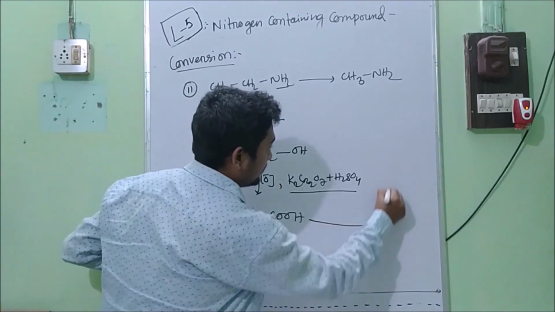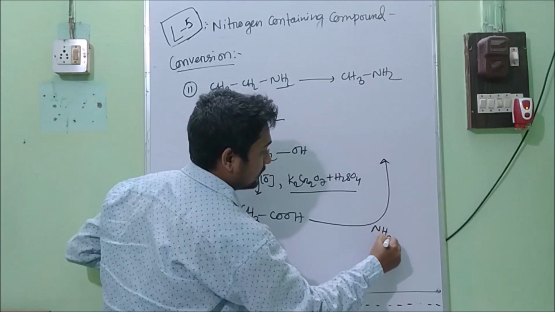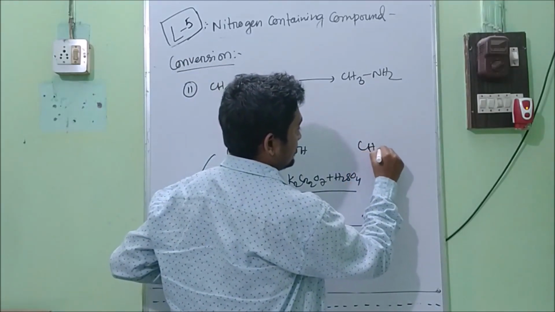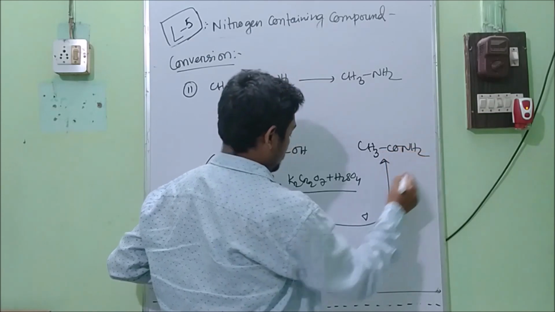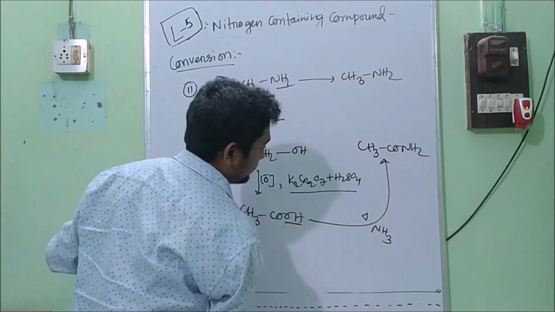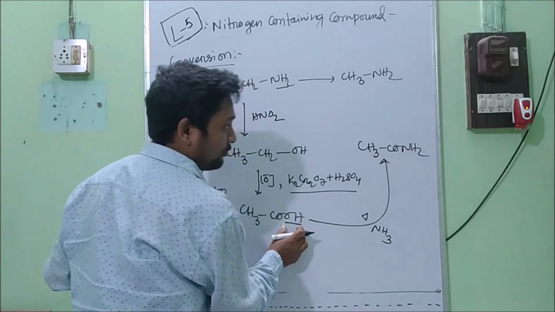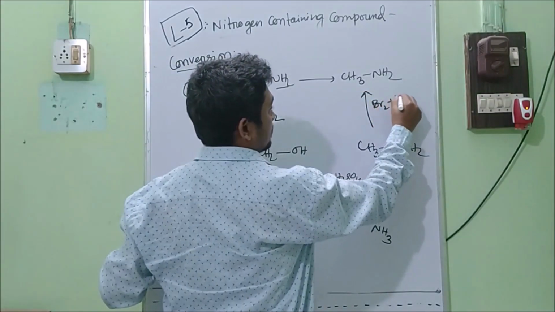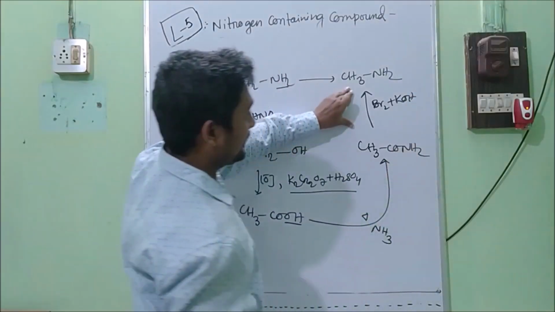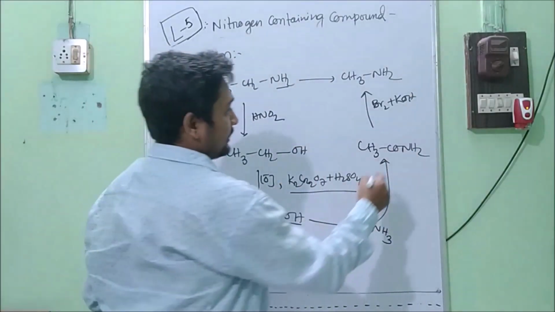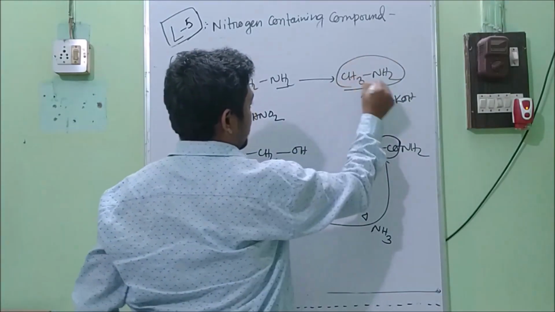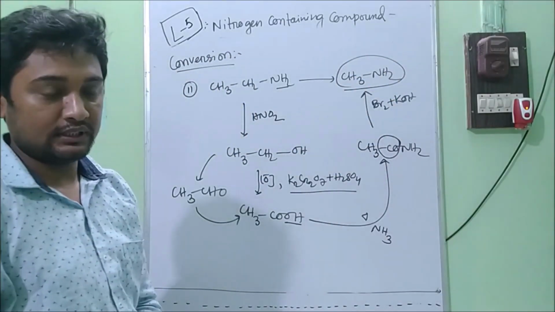Now if we use ammonia and if we give heat, then it will convert into CH3CONH2. Here there will be NH2 group in the place of OH. Now if we use Br2 and KOH, this is the Hofmann bromamide reaction. Here what happens? This CO group will vanish and we will have this methylamine. So this is another conversion.